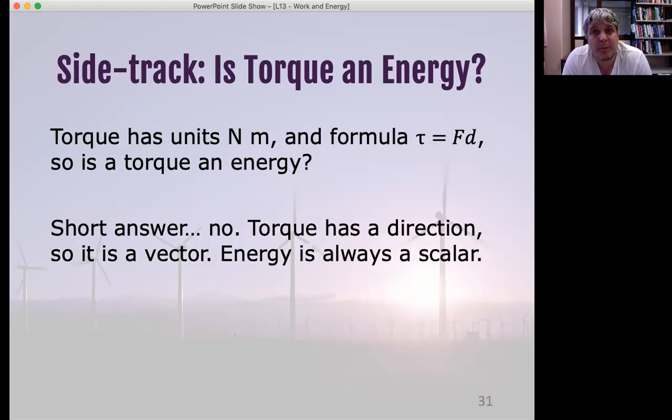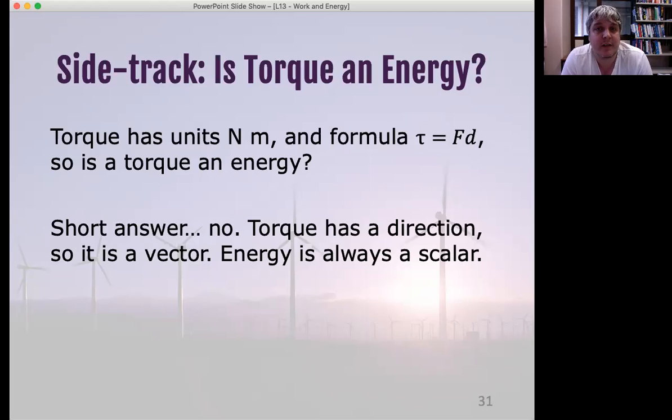Short answer, no. Technically, yes, you could write the units for torque as joules. We don't. We write it as Newton meters for this reason, because technically it's not an energy. Torque has a direction. Torque is a force times a distance, and that gives us a direction for the torque. Remember that a torque always resulted in either positive or negative rotation, clockwise or anti-clockwise. There was a direction involved. That means that torque is a vector.